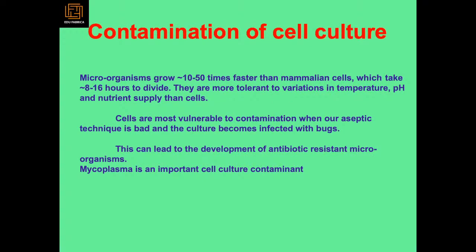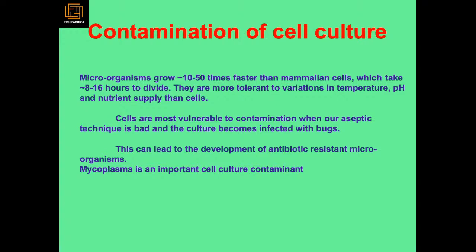As for contamination of the cell culture, we need to take care, as microorganisms grow 10 to 15 times faster than mammalian cells. They grow in 8 to 16 hours, and they are more tolerant to harsh temperature, pH, or nutrient supply than the normal cells. So they just need a space and they will start growing. And our cells are most vulnerable, easy to contaminate, whenever we have any lapse in aseptic conditions. This can lead to the development of antibiotic-resistant microorganisms.